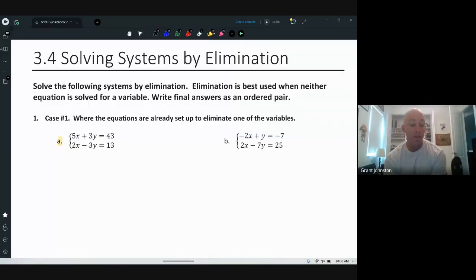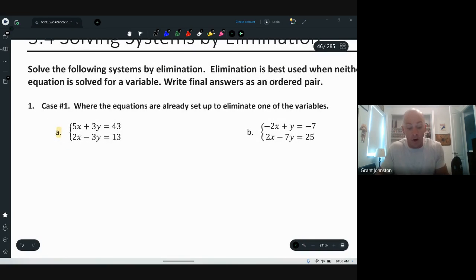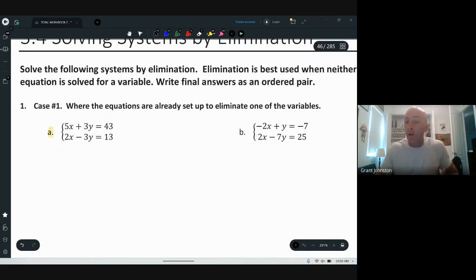Solving systems by elimination. It says solve the following systems by elimination. Elimination is best used when neither equation is solved for a variable. So like with substitution, if you remember from the last lesson, we'd always have a y equals or an x equals. That led us to use the substitution method because we could substitute that expression into the other equation. So with elimination, if you notice, neither of these say x equals or y equals. So we can't use the substitution method initially here.